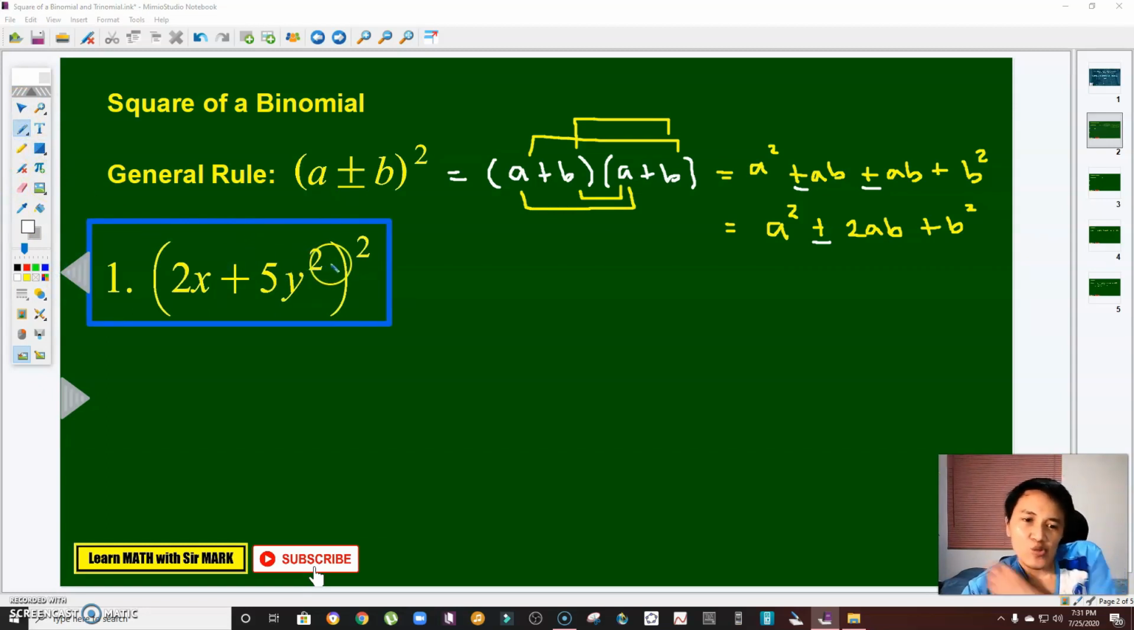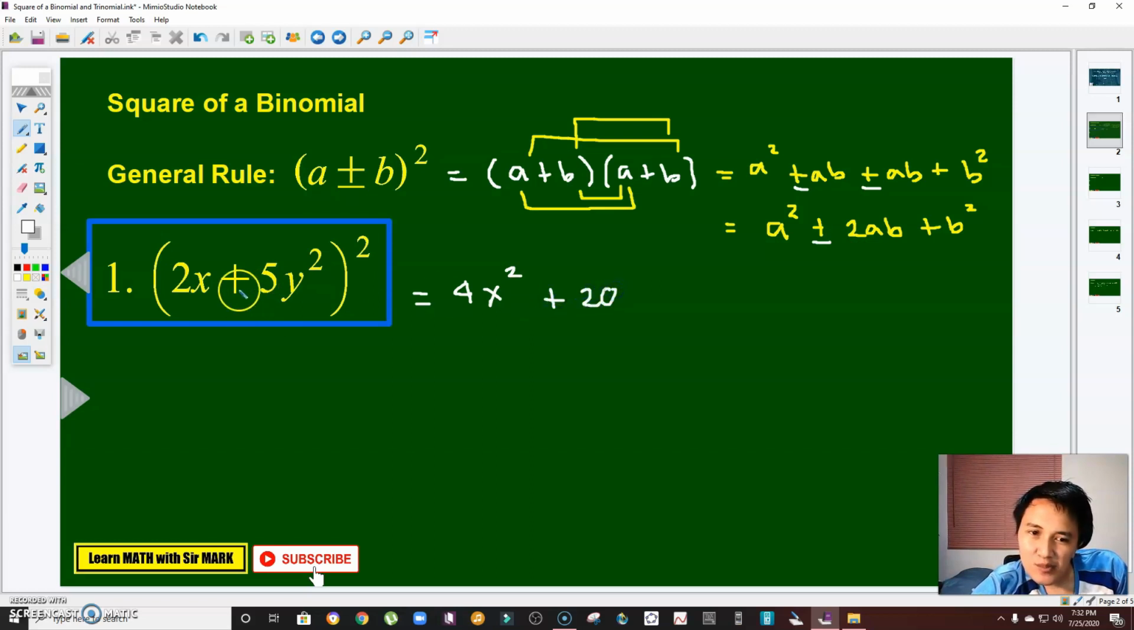If I'm going to square (2x plus 5y squared), that's actually equal to, remember, if you're going to expand a binomial, that will result to a trinomial. So to get the first term, square the first term: 4x squared. And then to get the middle term, you have to multiply this by 2. See that? The 5 is fixed because of this. Clear? So that is 10 times 2.